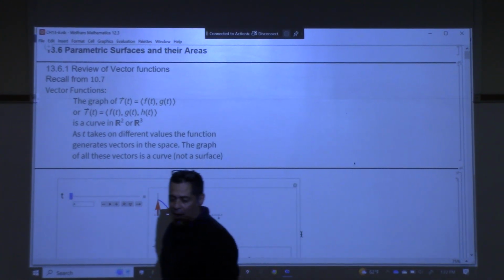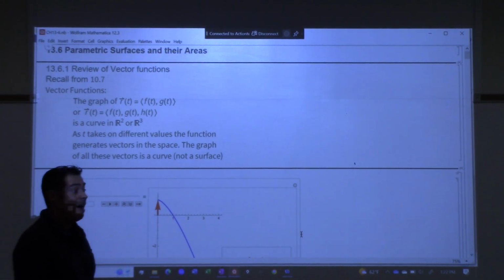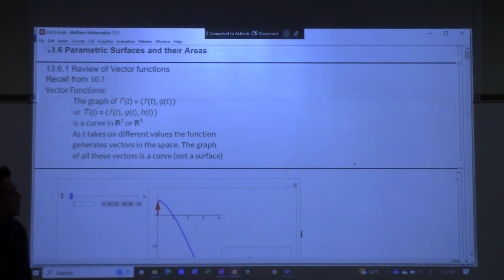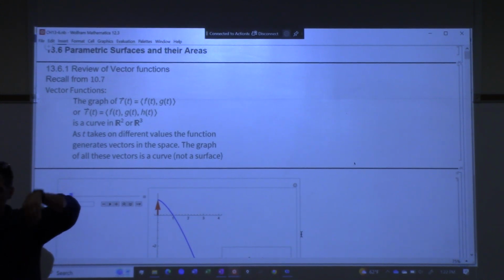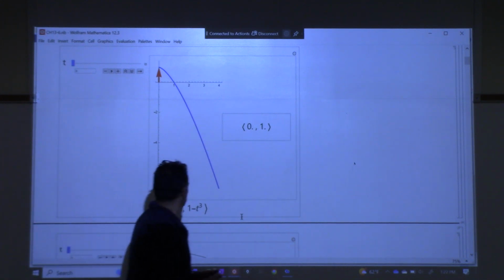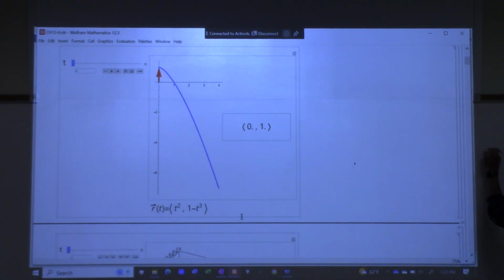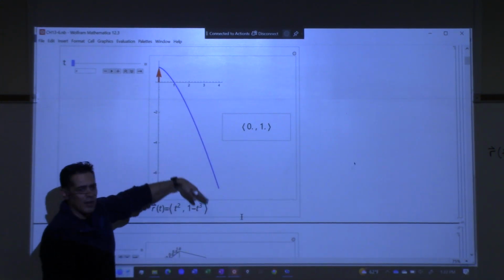All right, recall back from chapter 10. We talked about vector functions. Vector functions are functions that draw curves in two or three-dimensional space. I wanted to give you two reminders. Here's the way we wrote it: the vector r of t equals, in this case, t squared, 1 minus t cubed. If I graph that, it draws me a bunch of vectors that trace out a curve, right?